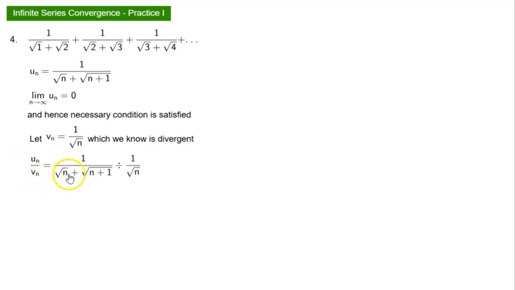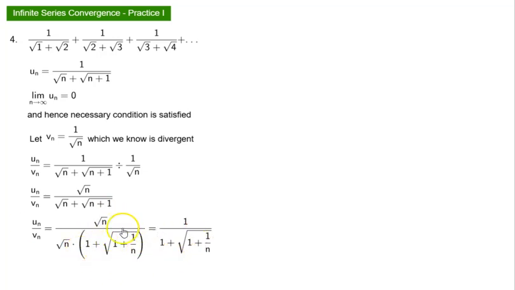U sub n by V sub n is equal to 1 by root n plus root n plus 1 divided by 1 by root n. Simplify this. So multiply it by the reciprocal, we get root n by root n plus root n plus 1. Simplify by taking root n out of this. We get root n times 1 plus square root of 1 plus 1 by n. Reverse engineer this, you will get this. And this is equal to 1 by 1 plus square root of 1 plus 1 by n.